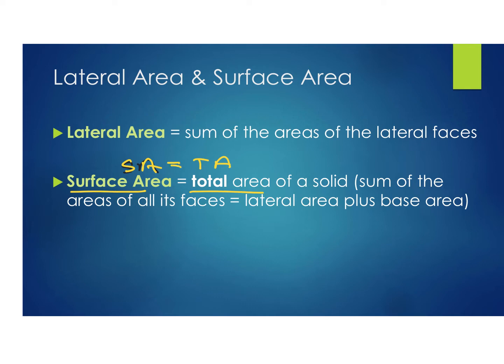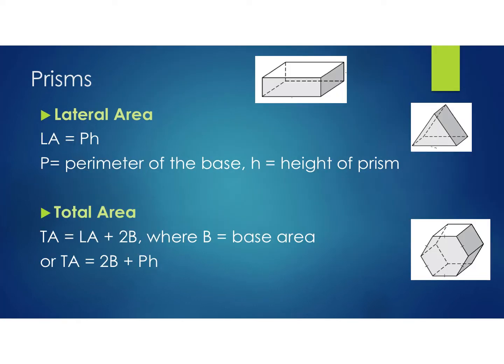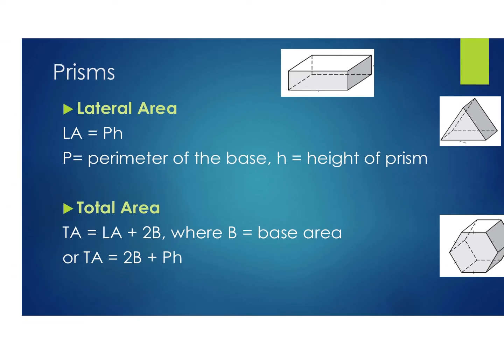Again, these are the same thing. And that would be the sum of all the areas of all its faces. So the lateral areas and the base. So let's take a look at these three different solids here. The top one is actually a rectangular prism.